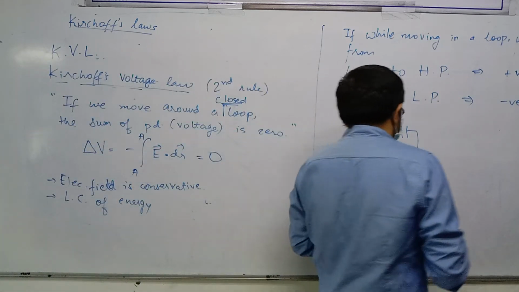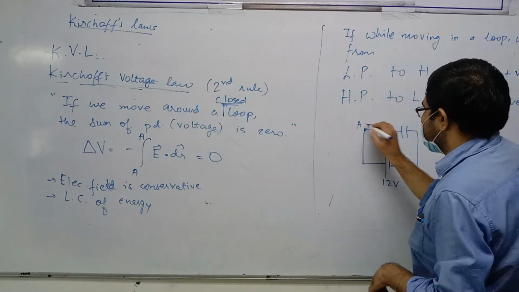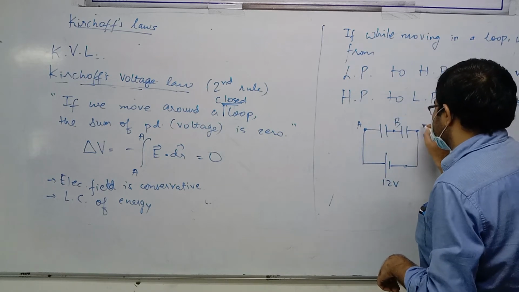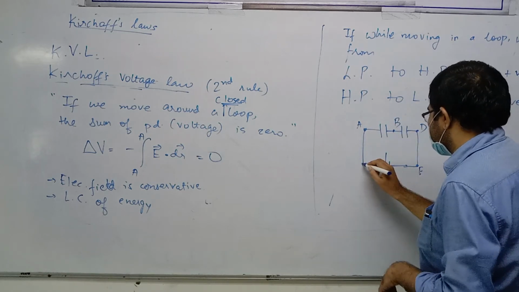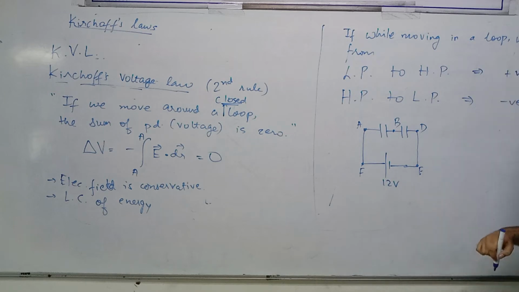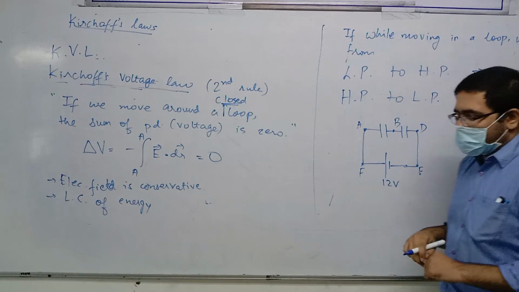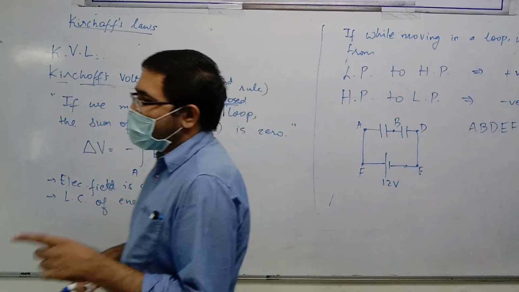So suppose these are capacitors. Let's say here's the loop. This point is A, this point is B, this point is D, this point is E, and this point is F. So I have decided that I'm going to move across the loop in this pattern. Am I coming back to the same point? Yes. A, B, D, E, F, A.